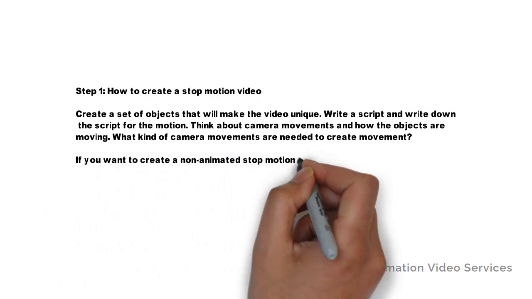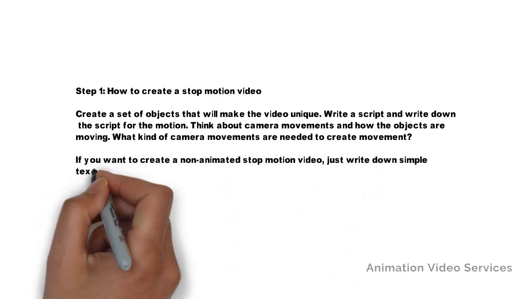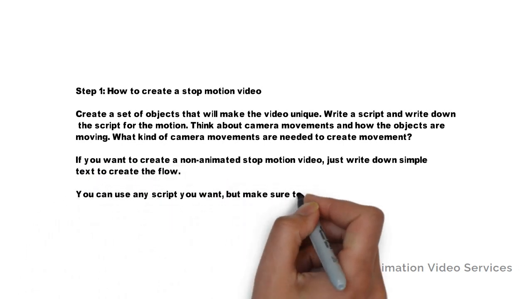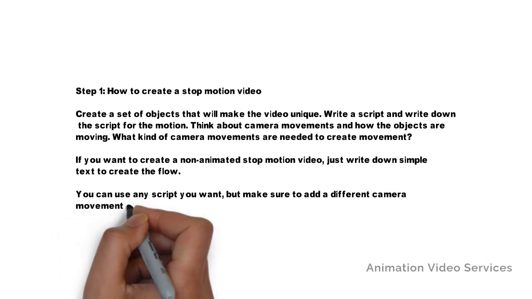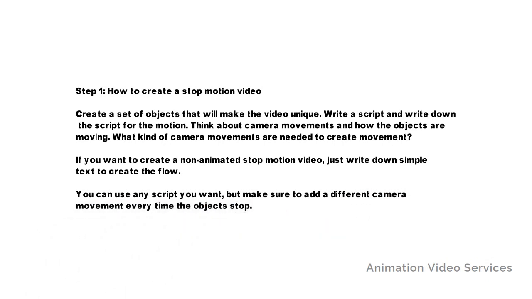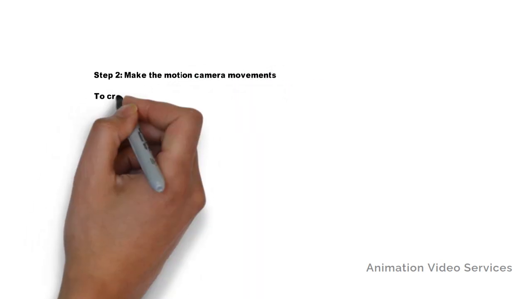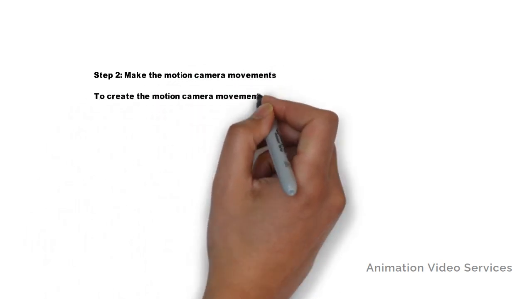If you want to create a non-animated stop-motion video, just write down simple text to create the flow. You can use any script you want, but make sure to add a different camera movement every time the objects stop.